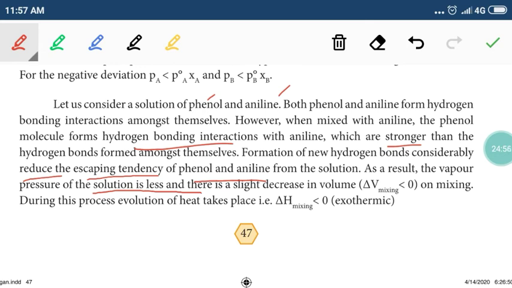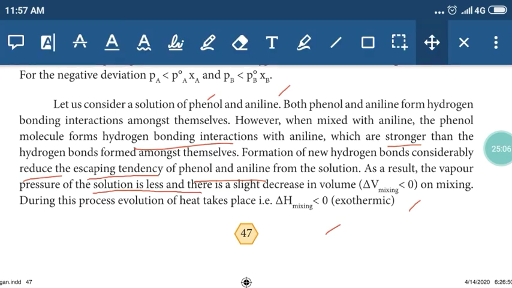When solute and solvent are mixed, there is a decrease in volume and a decrease in delta H, because the process is an exothermic process. This deviation is called a negative deviation.